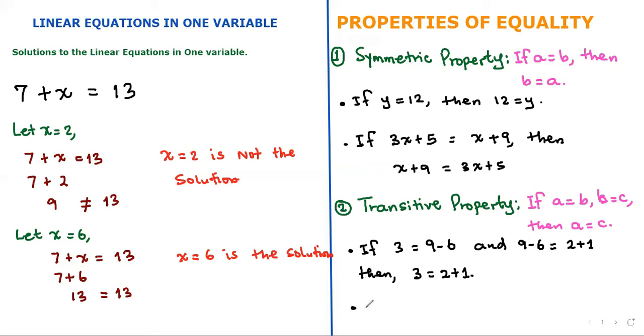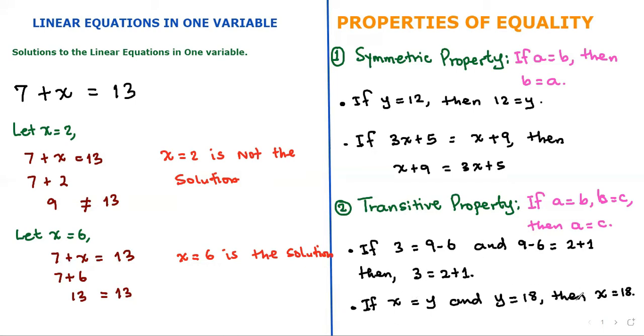To make it easier, I can show you another example. If x is equal to y and y is equal to 18, then it means that x is also equal to 18. If x is equal to y and y is 18, then x is equal to 18. I think you get this point.